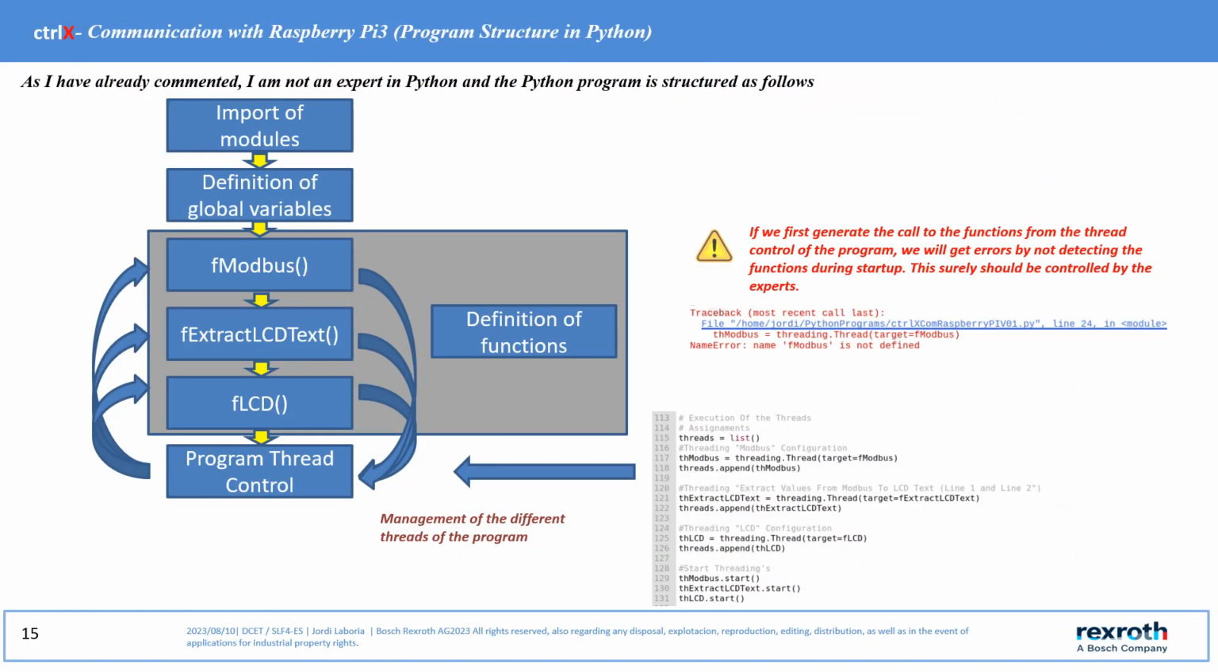This is the structure of operation of the system. Considering that I am not an expert in Python, and that certain rules must be followed so that errors do not appear in the compilation. As already mentioned, the structure is as follows: module import, defining global variables, definition of the functions used, control of program threads, main program.